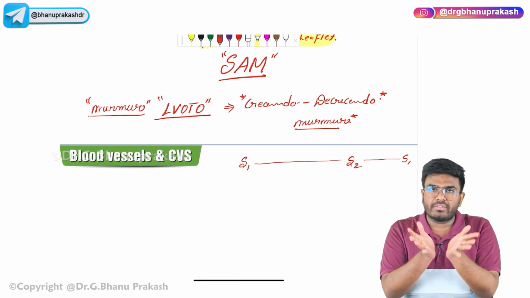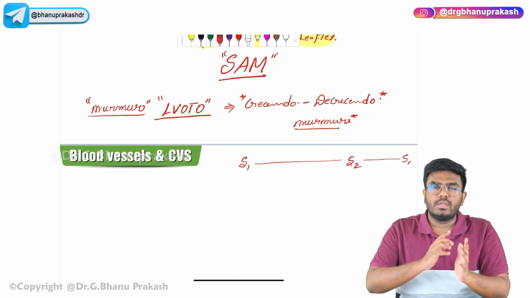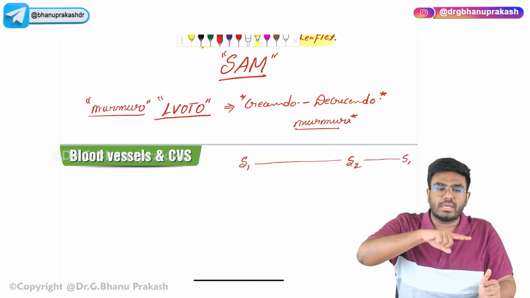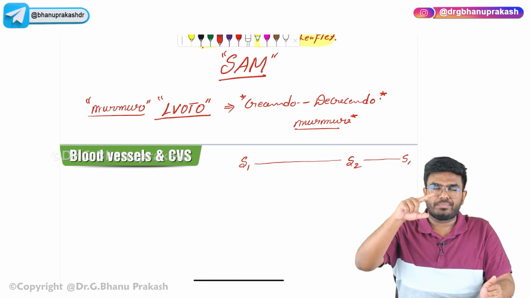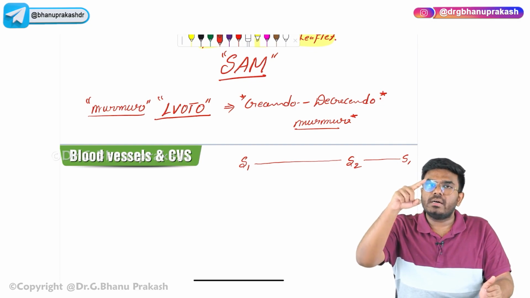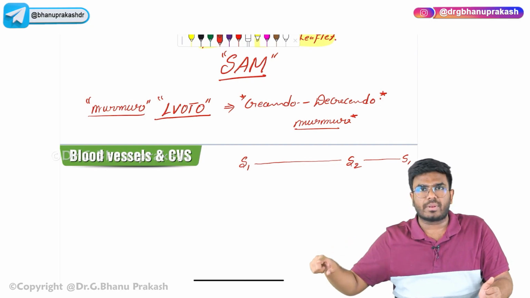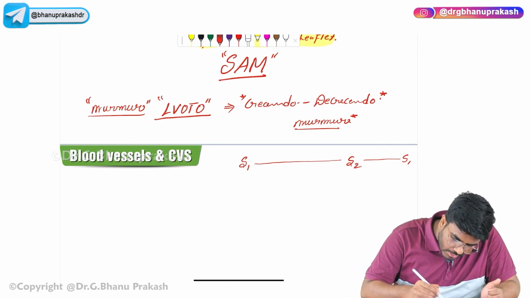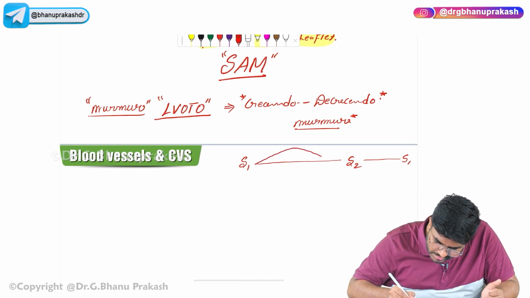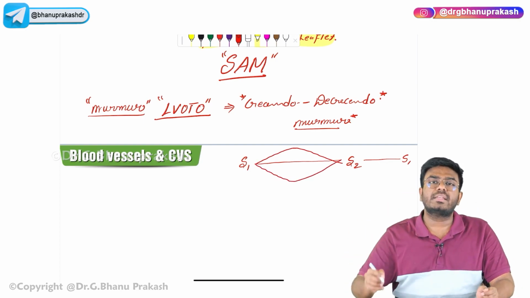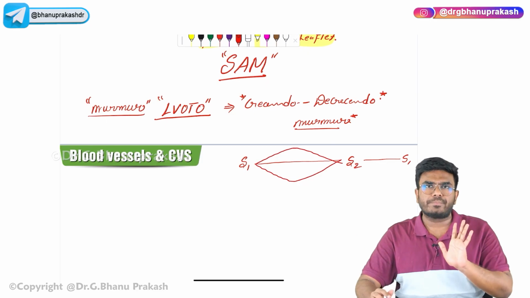Initially, there will be more blood, so more pressure is generated. When the blood is going into the aorta, the murmur intensity increases. Later, the murmur intensity decreases. So, an increase in murmur intensity followed by a decrease in murmur intensity is called a crescendo-decrescendo murmur. The murmur will be something like this: the intensity increases and decreases. It's a crescendo-decrescendo murmur. Simple.